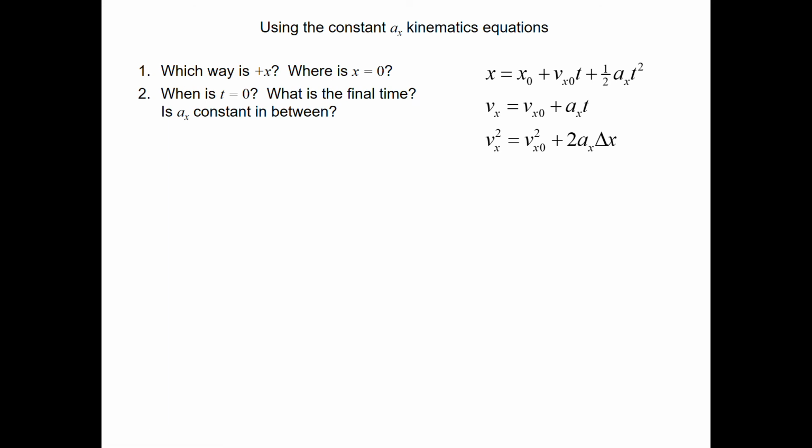Similarly, we have to define what the initial time is when t equals 0, and what the final time is. So in a particular problem, you've got to say, when this happened, that's t equals 0. When this other thing happened, that defines what the later time is. And of course, I've got to check that a_x is constant in between both of those. If it's not constant, if it ever changes, even just once, you're not justified in applying the kinematics equation.